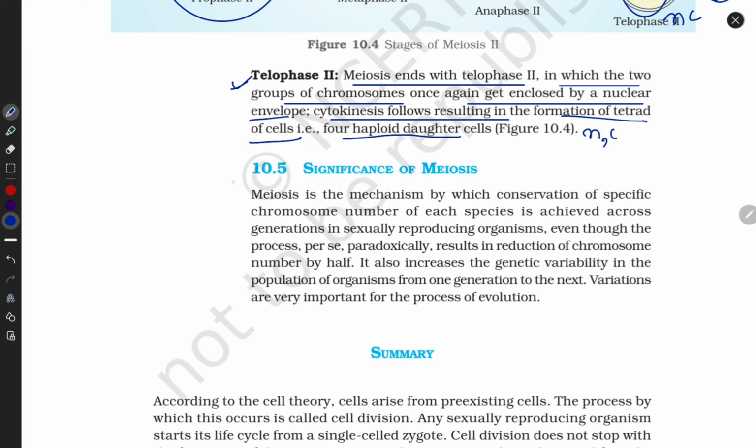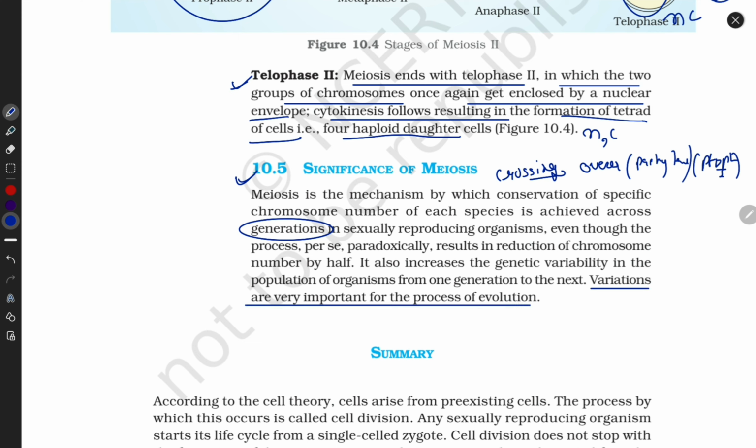Now what is the significance of meiosis? It occurs in our reproductive part. It passes from generation to generation, because the most important phenomenon occurring in meiosis is crossing over. In which stage? Pachytene, in prophase first. Variations are very important for the process of evolution. If you don't have any feature from your mother and father, then you can't adapt to nature. So this is all about meiosis.